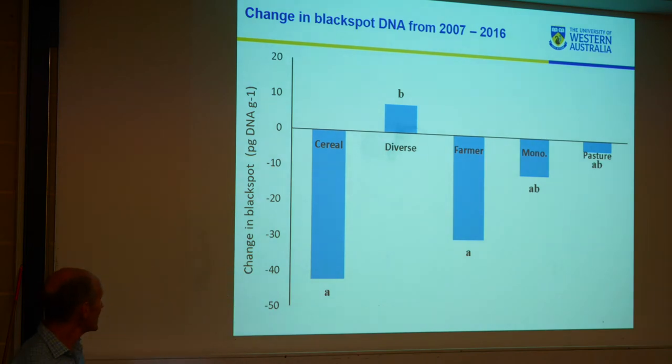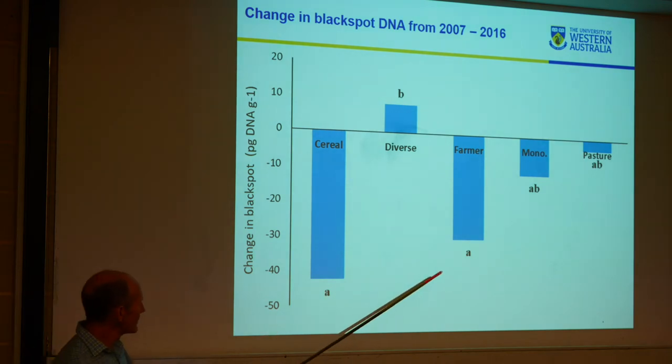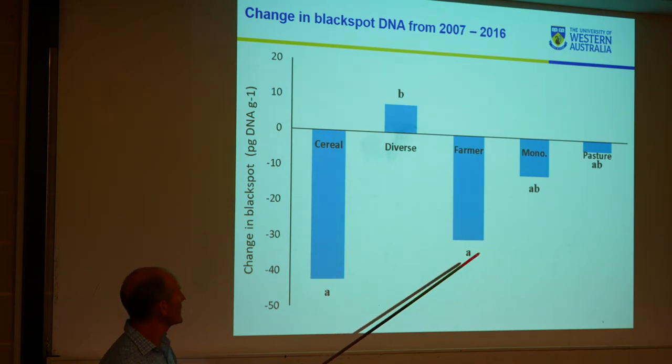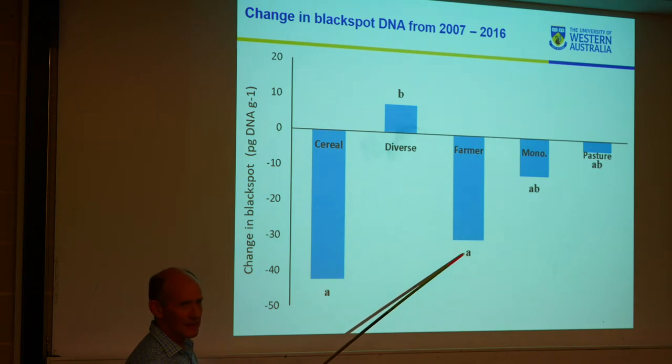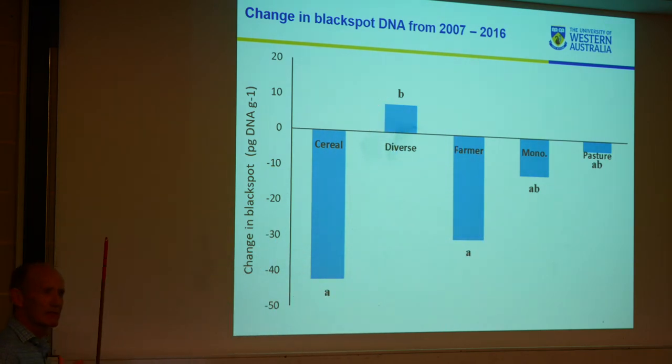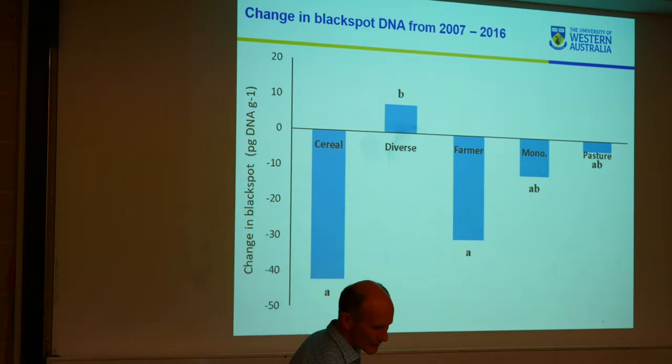So firstly, in terms of the black spot, and this is the change, and there's the zero, you can see clearly where we've had the cereal rotation, it's gone significantly down. Farmer rotation, which had two cereals and one break, it's gone down. So even though we have had a field pea in there, the break seems to be reasonably effective. The monoculture and then the diverse rotation, which had an extra field pea in there, it is slightly higher. But that's sort of what we'd expect. Cereals are not going to proliferate or increase that disease.